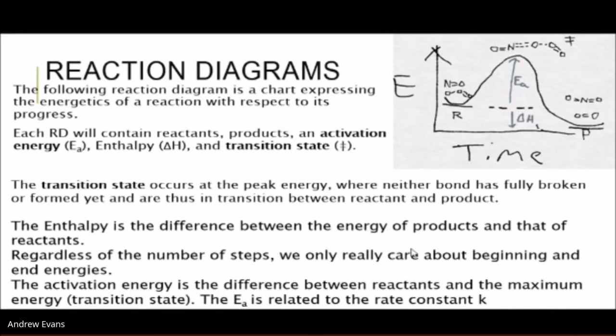Now, the activation energy is the difference between the reactants and the maximum energy, so the transition state. It's essentially what type of barrier there is to the reaction occurring. A high activation energy means we're going to have a slow reaction. A low activation energy means we're going to have a quick reaction. Activation energy is going to be related to the rate constant k, as we'll see in a minute.